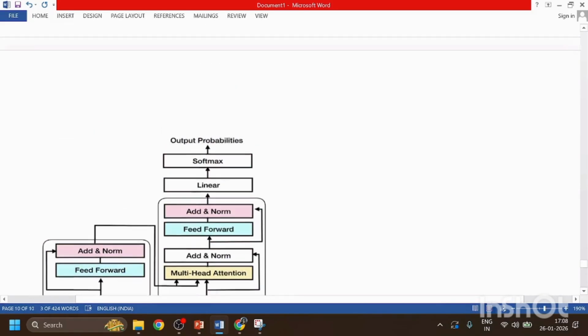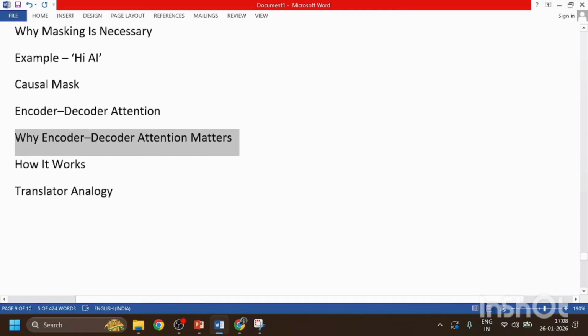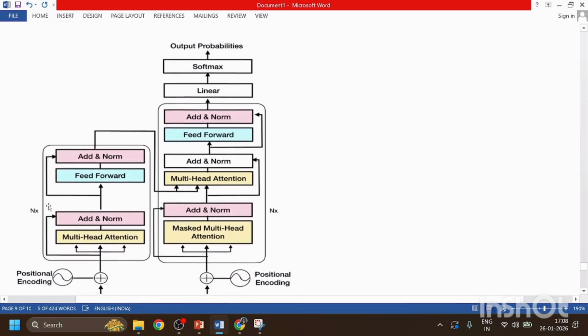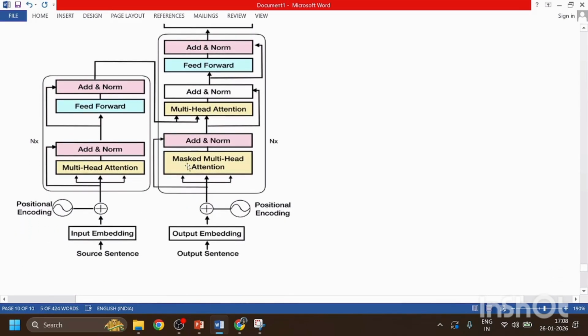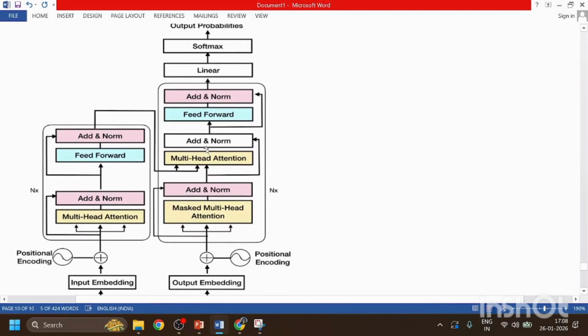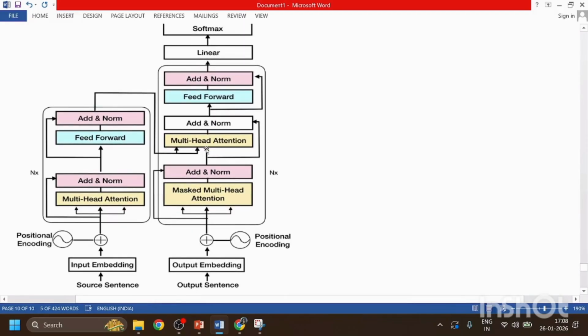Why does encoder-decoder attention matter? The decoder has two sources of information: first, what it has generated so far, and second, what the encoder understood from the input. Encoder-decoder attention connects these two.